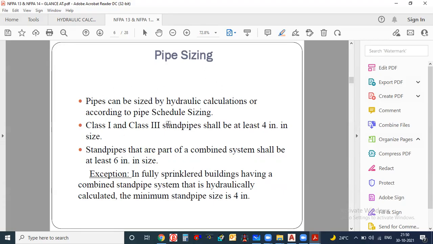Pipe sizing: pipe can be sized by hydraulic calculation according to pipe schedule. Class 1 and class 3 shall be at least 4 inches in size. Standpipes that are part of a combined system shall be at least 6 inches. This one, sir, NFPA 14.